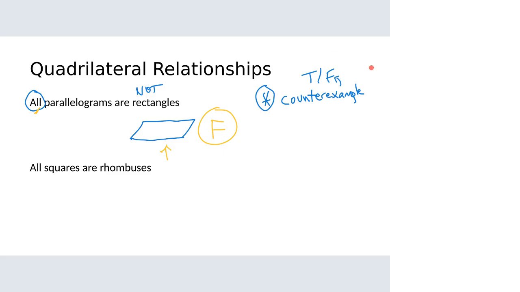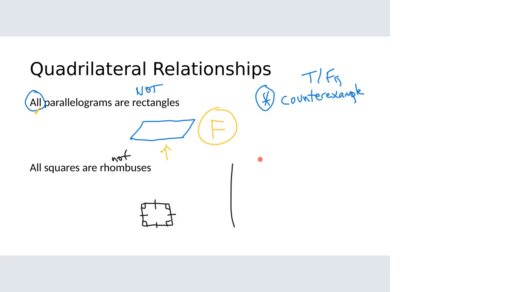On the bottom, it says all squares are rhombuses. Okay, I'm looking for a counterexample. I'm going to draw a square that's not a rhombus. That's how I'm going to find a counterexample. So I'm going to draw myself a square. Squares have 4 right angles. They have 4 sides the same length. Okay, well, that one's a rhombus because all 4 sides are the same length.